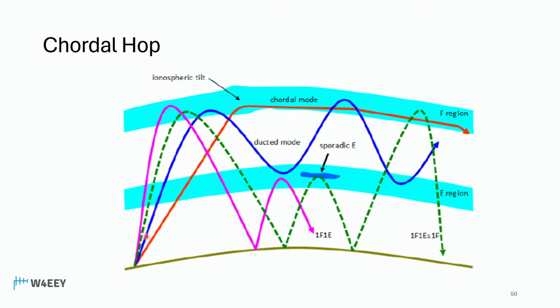Let's trace the green one. Green one goes up to the F layer, comes down to Earth, goes up to the sporadic E, back down, all the way up and then back down. So that's 1F plus 1E plus 2F, the number of hops that it made through the various layers. And here we've got our chordal hop going on up here again. We'll be talking about sporadic E a little bit more coming up too.